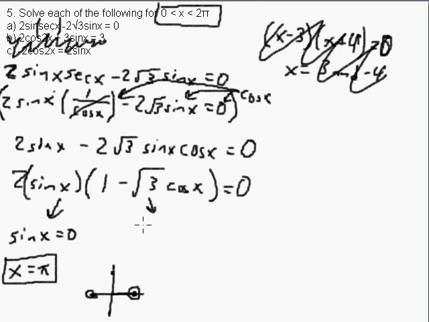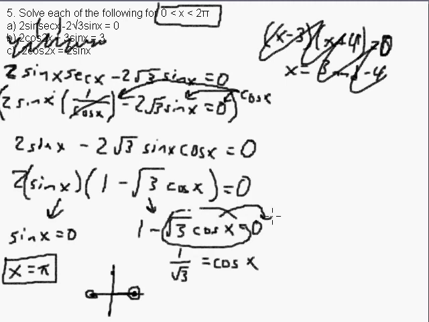Now, solve the other one. When 1 minus root 3 cos x equals 0, so when this bracket goes to 0, bring the root 3 cos x to the other side, I get 1, and then divide by root 3, so I get 1 over root 3 equals cos x. Now, if you didn't see what I just did there, I took this, moved it to the other side, with the sign it became positive, I divided both sides by root 3, and I get to this line. Wanted to save some space there.